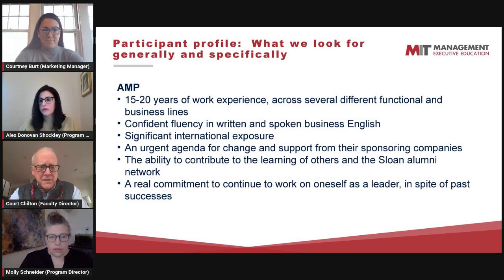And they've probably also had some international exposure. Usually they come because they or their companies have an urgent agenda that they want the participants to help on. And we also look for people who are open to helping others, who have that orientation, who have that serving mindset, who want to be part of the community and contribute to it, not just take from it. And then the other thing that people are doing when they come here is they're working on themselves as leaders. What they realize is that what got them to where they are today isn't necessarily what's going to take them to where they need to be tomorrow.